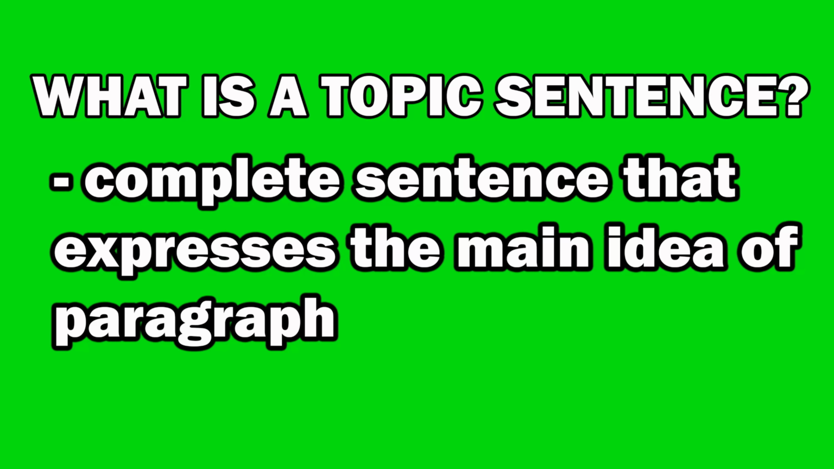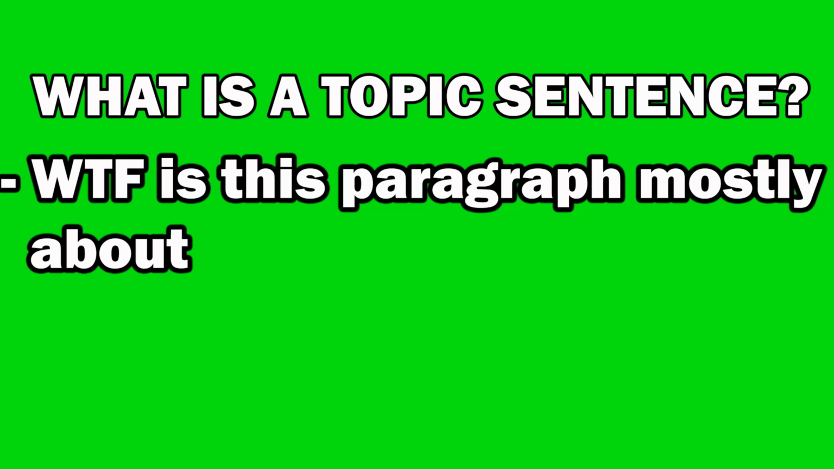By definition, a topic sentence is a complete sentence, and now we know what that is, that expresses the main idea of a paragraph. So if you visualize a paragraph with a bunch of words and sentences, in a paragraph there should be a clear topic sentence. Now, a topic sentence expresses the main idea of the paragraph. But what does that really mean? Basically, it's answering the question, what is this paragraph mostly about?